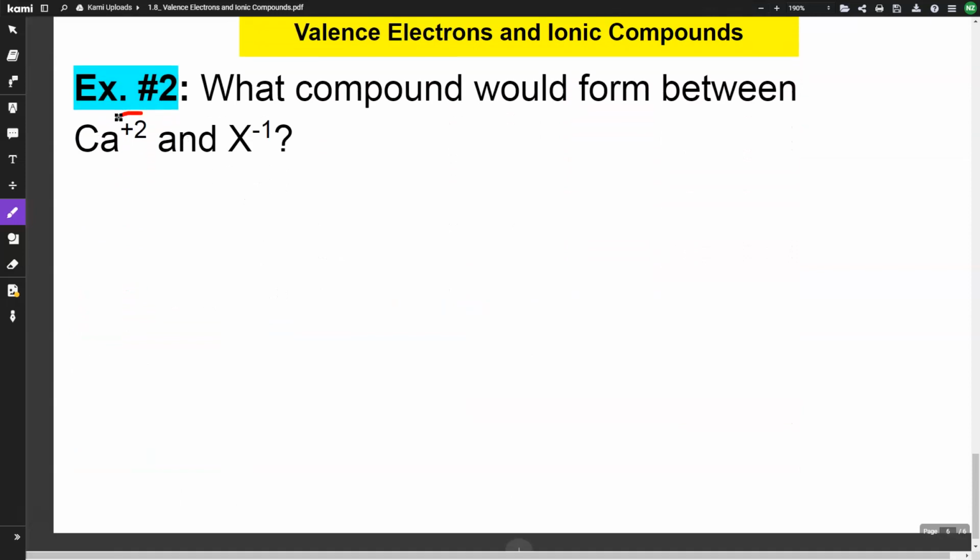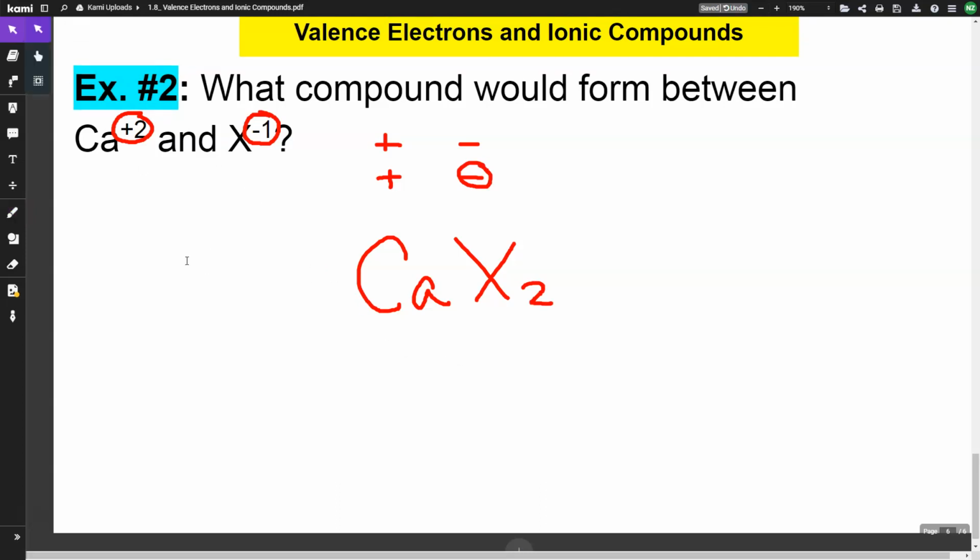Okay, here's a different one. We have calcium with a +2 charge and mystery element X with a -1 charge. So I have +2 and -1. I'm going to need 2 of these -1s to cancel this out. Ca has a +2 charge, and X has a -1. Again, we had to use 2 of those to get everything to cancel out. So that would be our compound there, CaX2. And that's it.